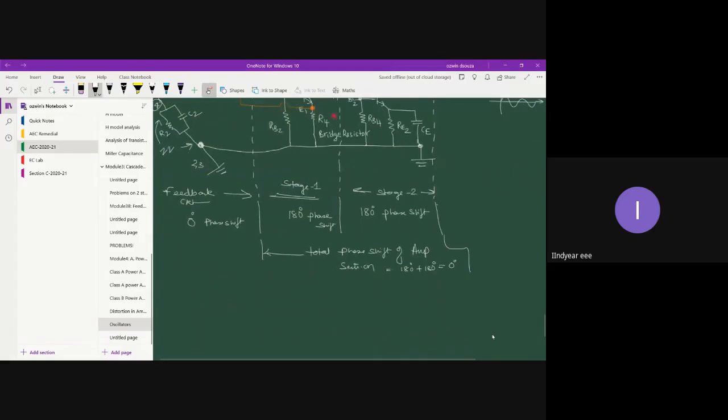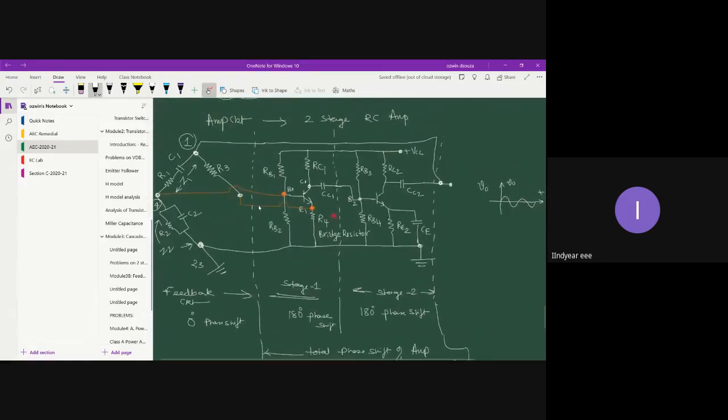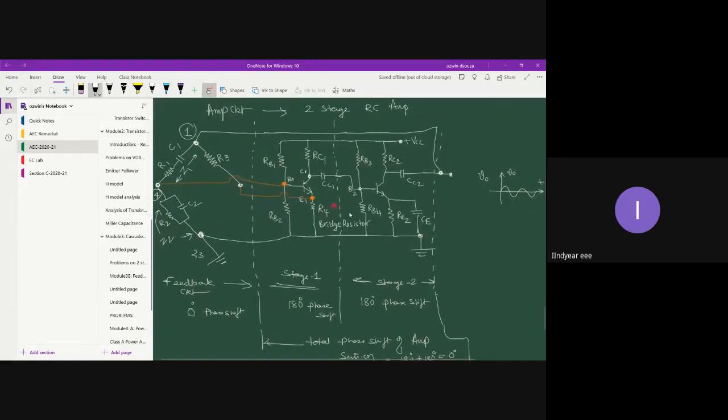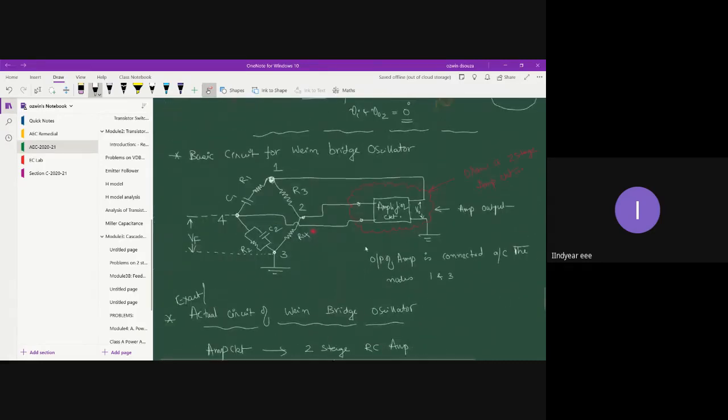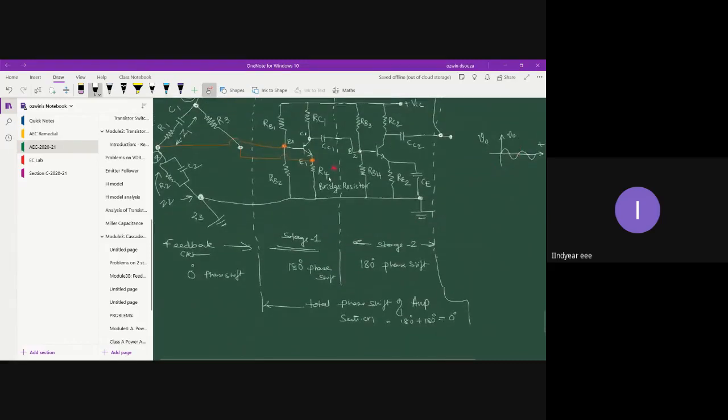Okay, so this is the complete circuit of Wein bridge oscillator. A two-stage amplifier connected to the bridge network. The bridge network we have already proposed here. The only exception is this R4. What we have done is we've directly connected this R4 to the amplifier section, right? So here it is, the amplifier section.